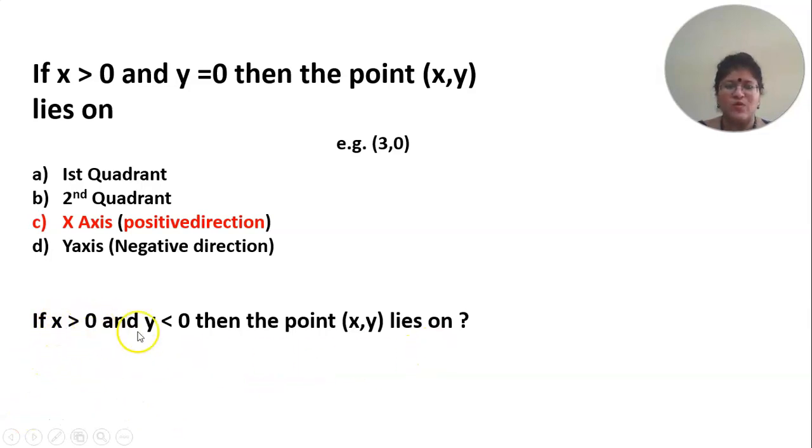X is greater than 0. Greater than 0 means give any positive number. Y is less than 0. Less than 0 means it is a negative number because negative numbers are all less than 0. So positive, negative. Which quadrant will it lie on? Think about it. I hope you have understood this.